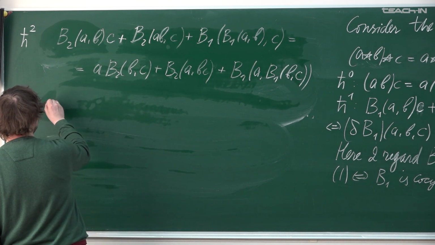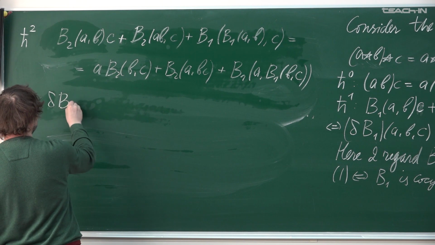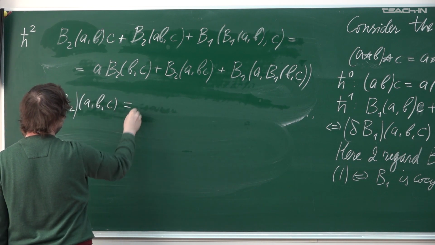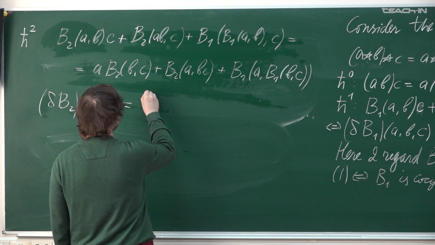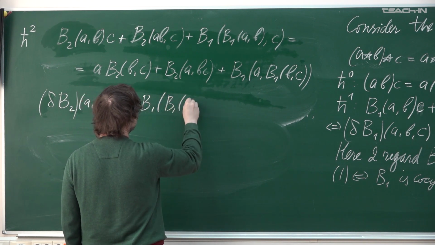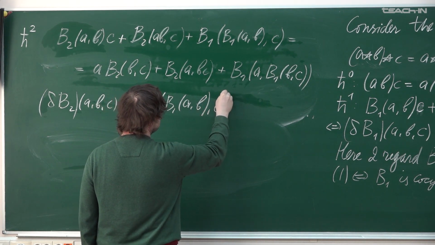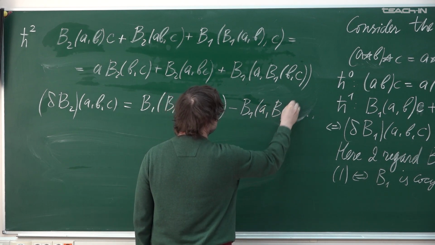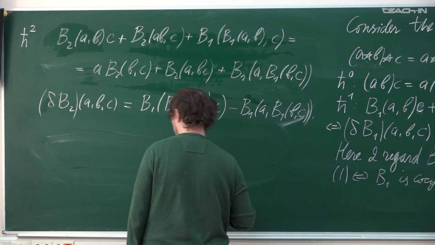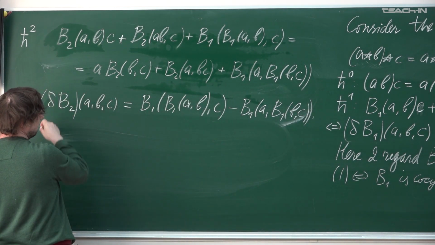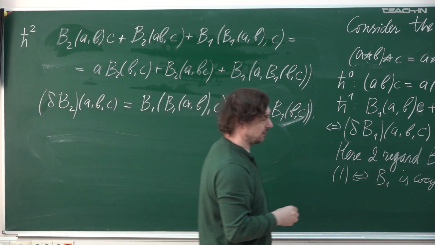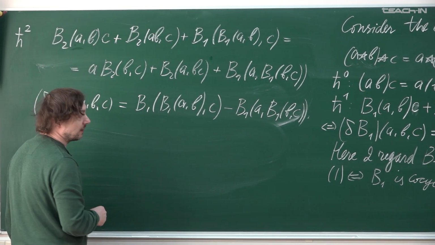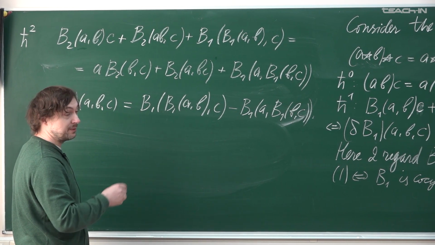So on the left we'll have, as one readily sees, just delta of B2 of A, B, C. Meanwhile, on the right, we'll have B1 of B1 of A, B, comma, C, minus B1 of A, B1 of B, comma, C. So the left-hand side is clearly understood. Let us turn to the right-hand side of this formula. I hope you can recognize something pretty familiar here.